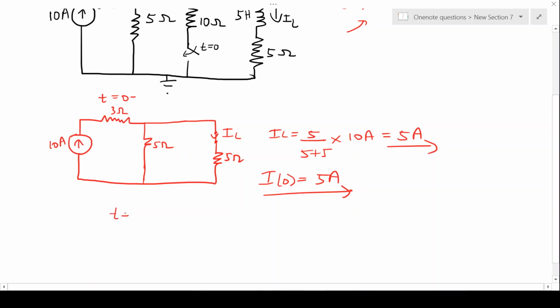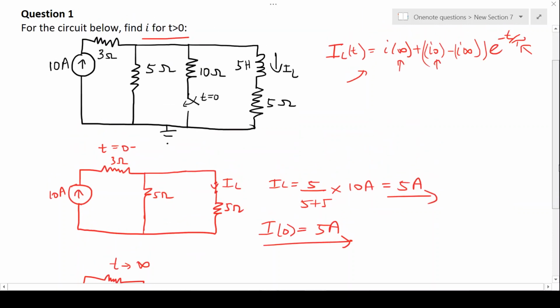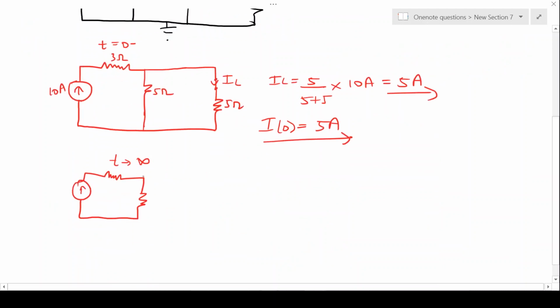What about when time t tends to infinity? So when time t tends to infinity, what's going to happen is that you will have your 5 ohms that's still active, but you will also have a 10 ohm that is now present, and your inductor will be a short circuit, and your 5 ohm will still be present. That will be 10 ohm, that will be 5 ohm, that's your 10 amp source, and that's 3 ohms.